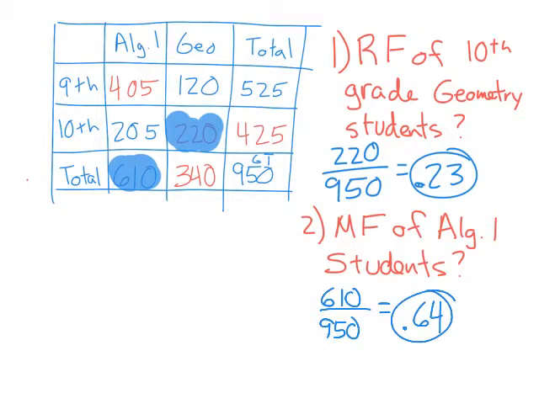And guys, please realize that these frequencies sometimes can be given as percentages, right? So the relative frequency of 10th grade geometry students being 0.23 means that 23% of all the students are 10th grade geometry students, right? The percentage of students that are taking Algebra 1 is 64%. Okay, so that's why I generally tell you to round to 2 decimal places, because we can convert those into percentages.